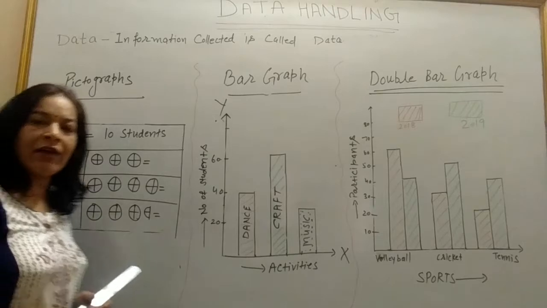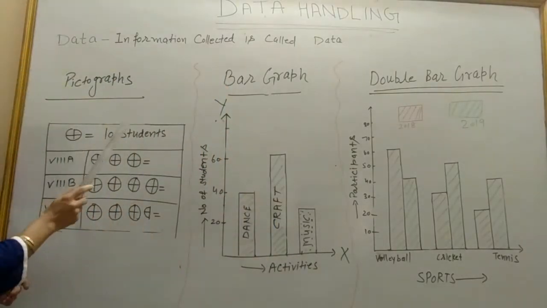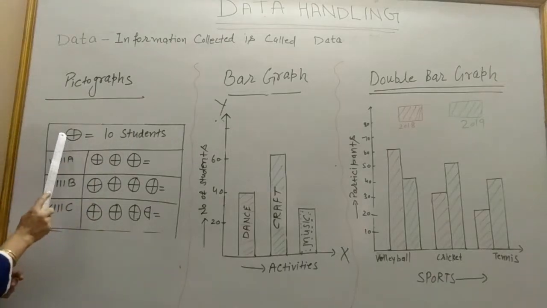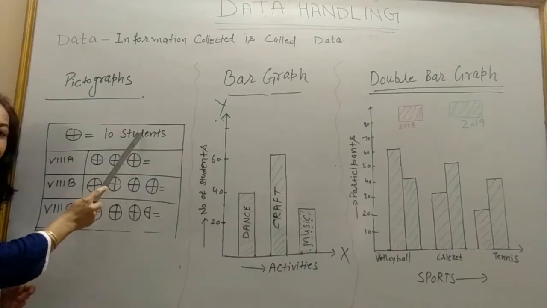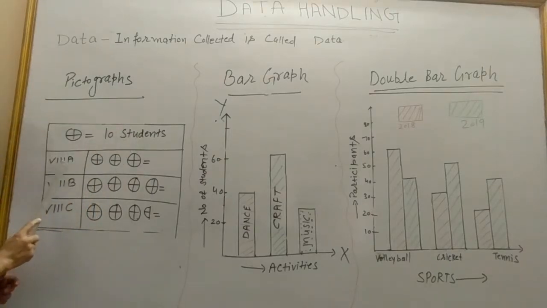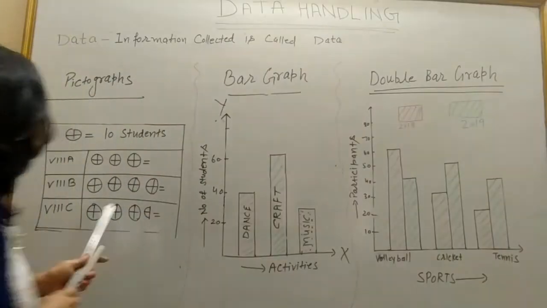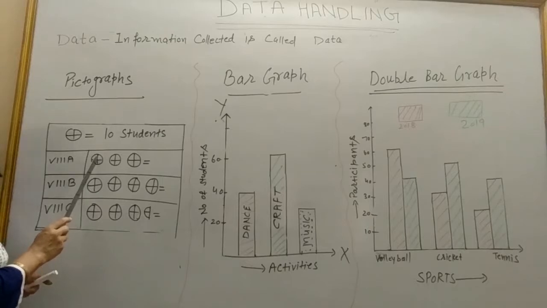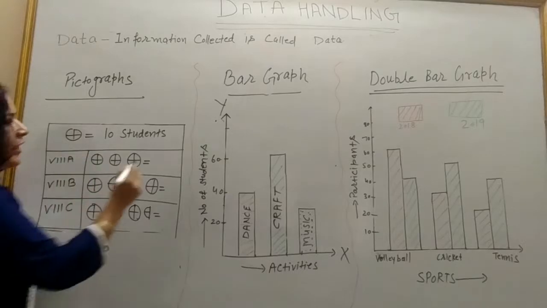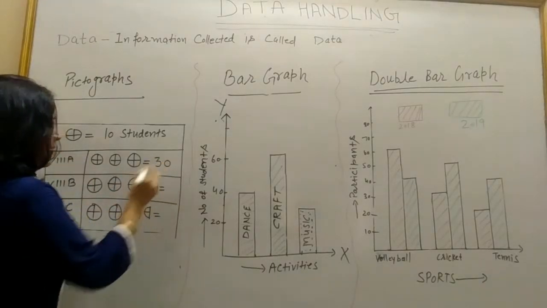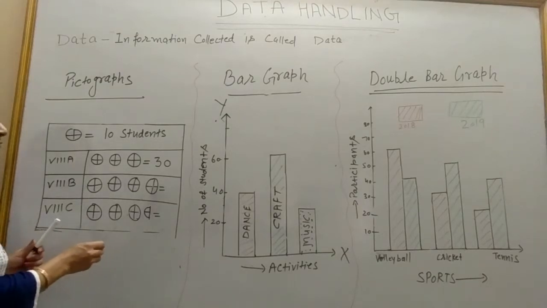Pictograph. It's very clear from the name, represented by pictures. Suppose this symbol is representing 10 students. Now I can read easily. In 8th A, how many students are there? One symbol represents 10, 20, 30. So in 8th A, how many students are there? 30. In 8th B, 10, 20, 30, 40.